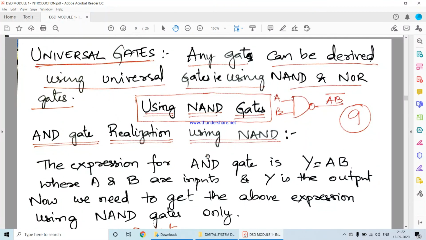Hello students. In my previous video, I explained the introduction part of digital system design, where we learned different basic gates and universal gates that are used in digital systems. Today we'll see how these universal gates are actually used to design the other basic gates. Any gate can be derived using NAND and NOR gates. That is the reason why both gates are called universal gates.